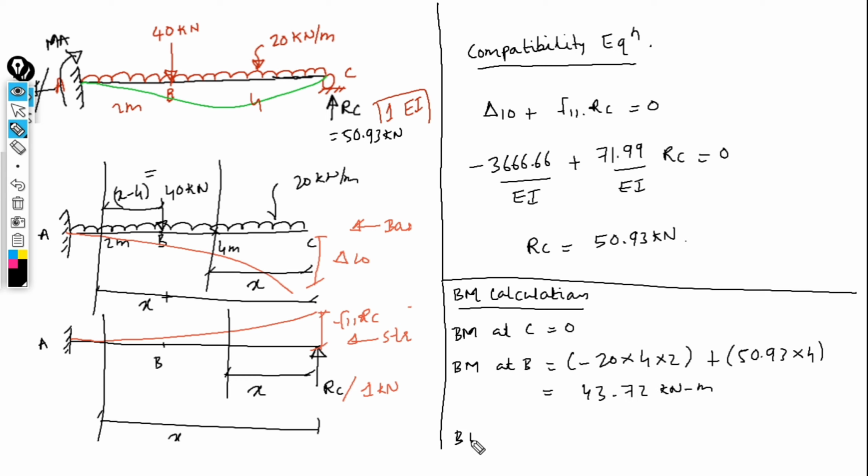Next point is bending moment at A. Okay, so you have UDL over the entire span, this point load, and also this reaction. Minus 20 into 6 into 3, the distance of UDL being 6 meter, minus 40 into 2, this point load, perpendicular distance is 2 meter with respect to A, plus reaction 50.93 into 6. So the bending moment at A is minus 134.42 kilonewton meter.